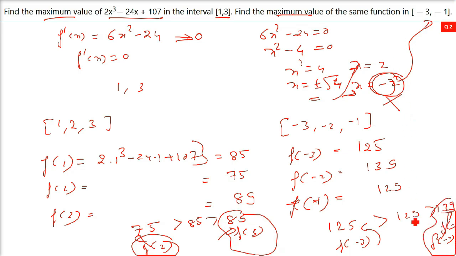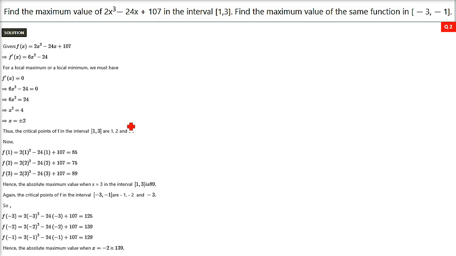You don't have to find out the minimum value here. Only the question is asking about maximum value. So 89 and 139 is enough, right? Only mentioning 89 and 139 is enough for this question, rather than going for the others also, because only maximum value has been asked.